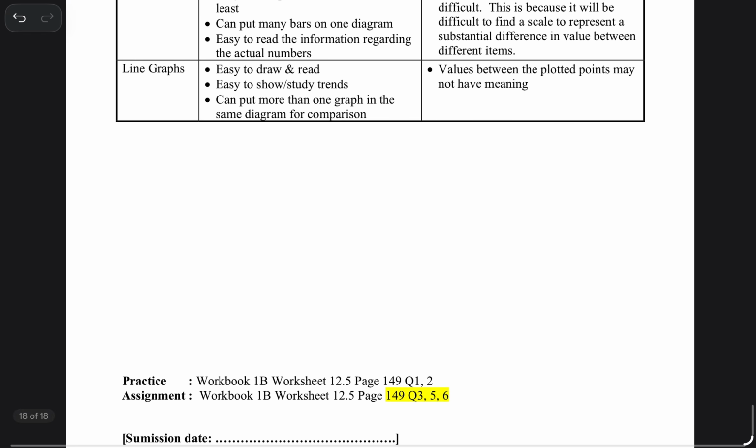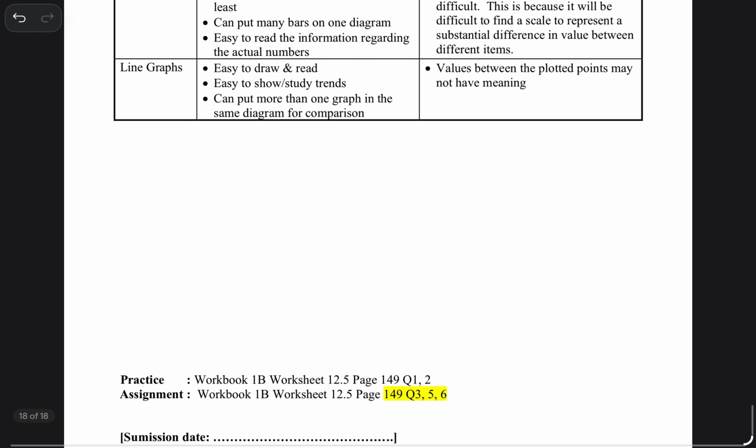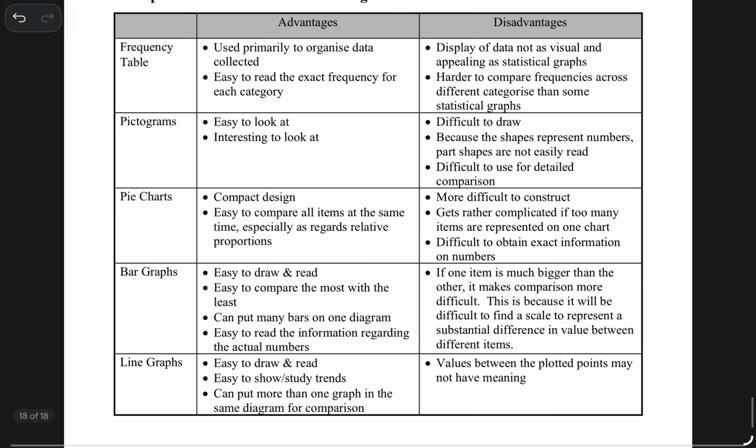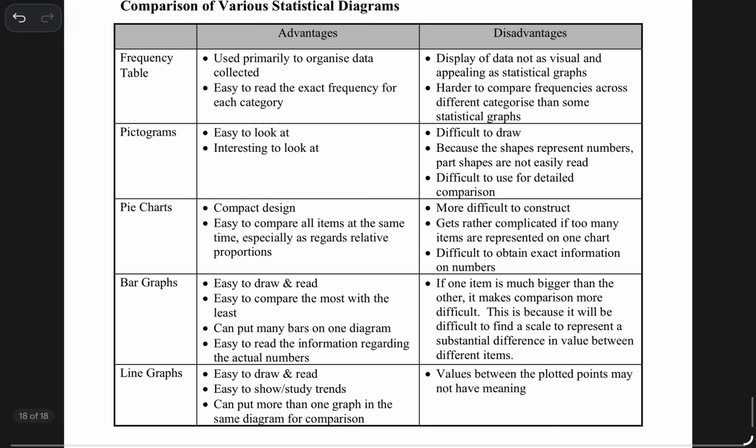Alright, so that's all for this whole chapter. I hope that the series of videos has helped you to visualize and understand why we use different statistical diagrams for different kinds of data, and also to know the advantages and disadvantages of using different diagrams to represent different types of data. Alright, and that will be the end of this video.